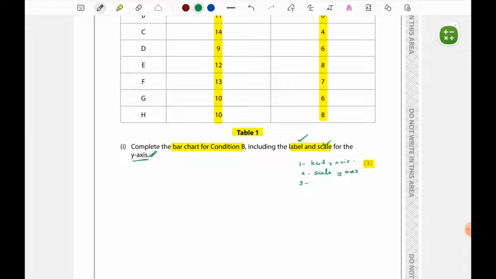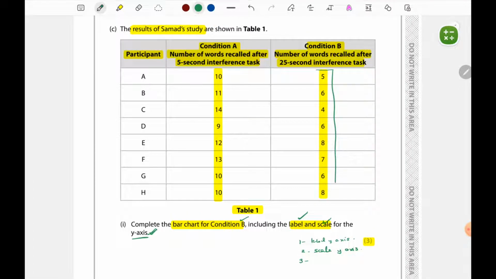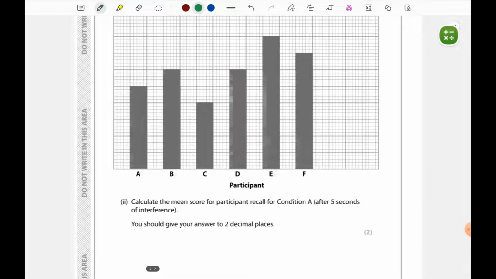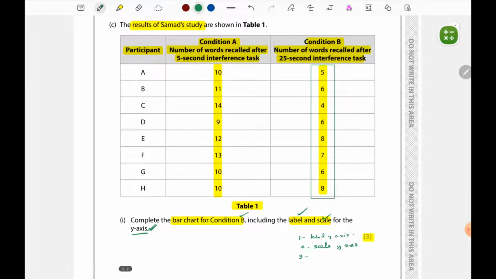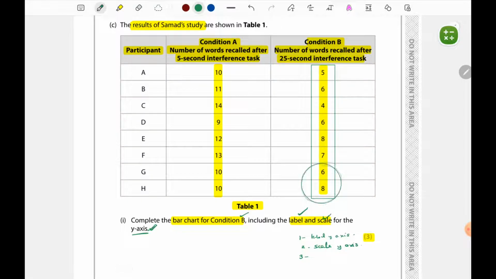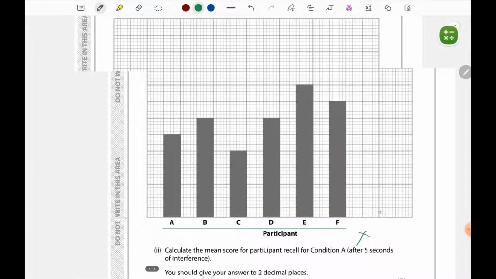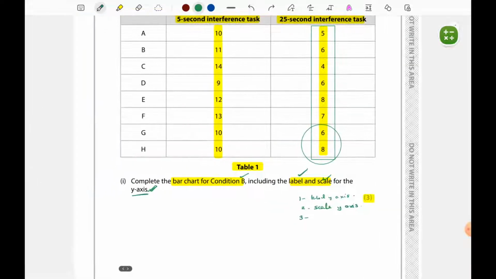Okay, and they want you to draw the bar chart for condition B, which means that in condition B, if any bar is missing, then we need to cover that also in the graph. So let us look at the graph once again. In condition B, they have covered up to F. But in the table, if we see, there is also G and H. So there are two participants, G and H, whose data is not covered in the graph. So that means we have to draw that data. In the sense, we have to draw the bars for those two participants, G and H. So what we have to draw is bars for G and H.